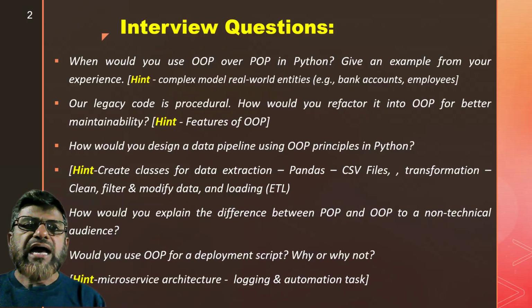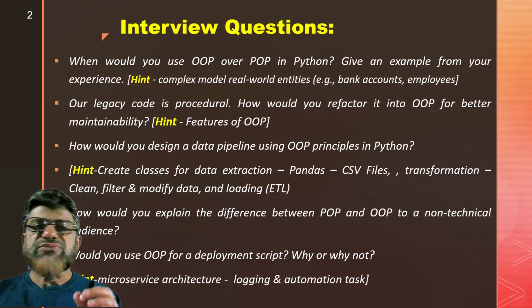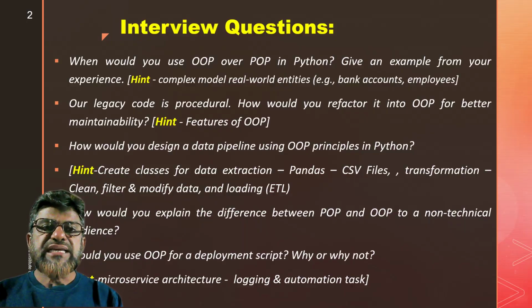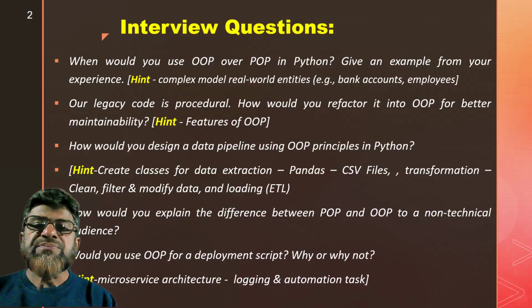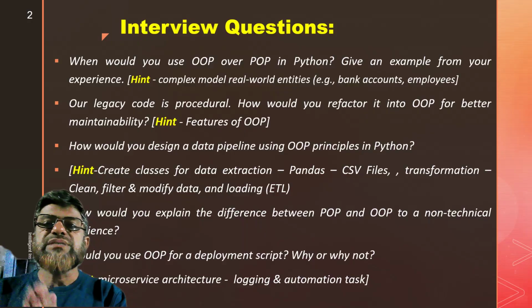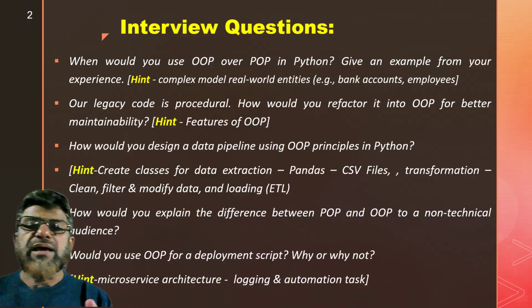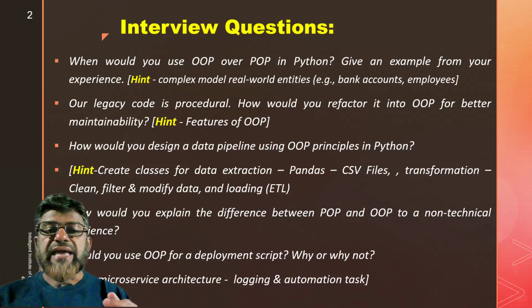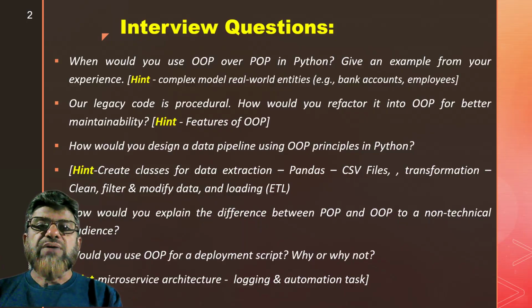Second question, let's see here. Our legacy code is procedural. How would you refactor it into OOP for better maintainability? It means how we can make our code better maintained with the help of OOP. In this we can use all the features of object-oriented programming, like class, object, inheritance, polymorphism, encapsulation, and the concept of data hiding. When we use these features, definitely our code will be better. We can maintain better code.